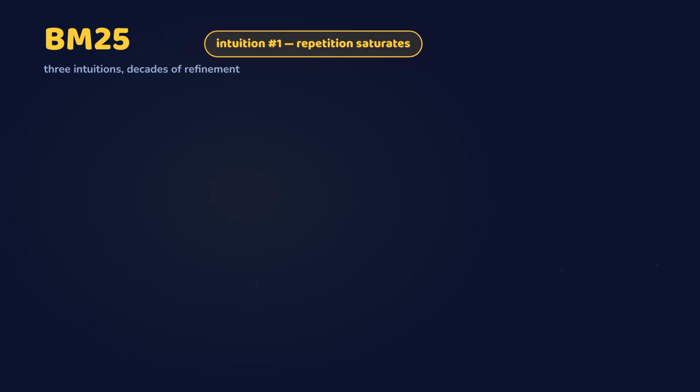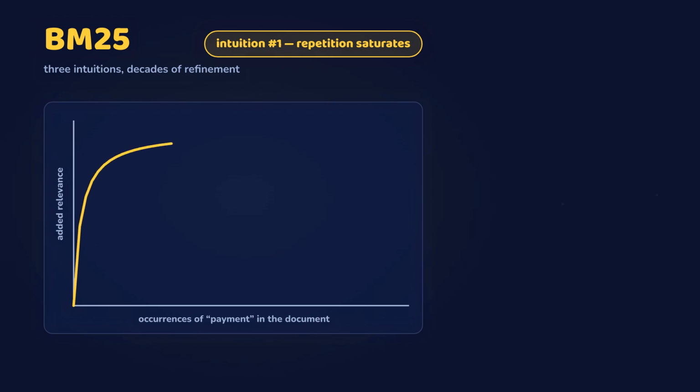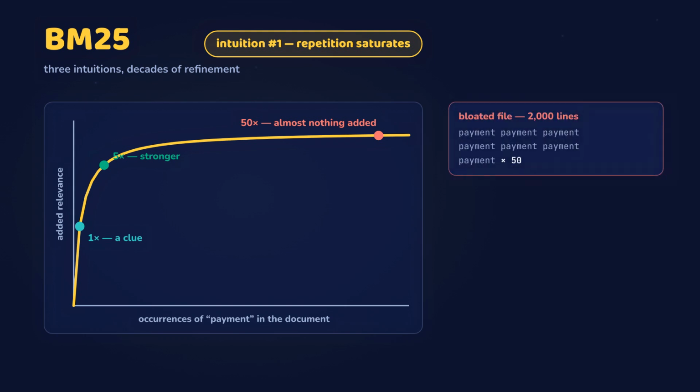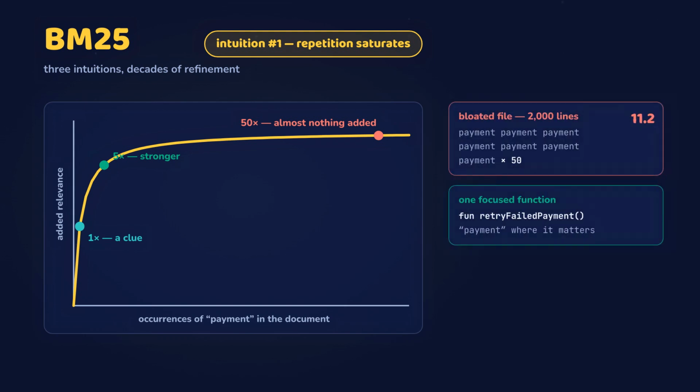Underneath all those hand-tuned boosts sits the granddaddy of ranking formulas, BM25. 3 intuitions, decades of refinement. 1. Repetition saturates. A document mentioning your term once is a clue. 5 times, a stronger clue. But the 50th mention adds almost nothing. The value follows a saturation curve, and that's what stops a bloated file chanting payment, payment, payment from beating one focused function.